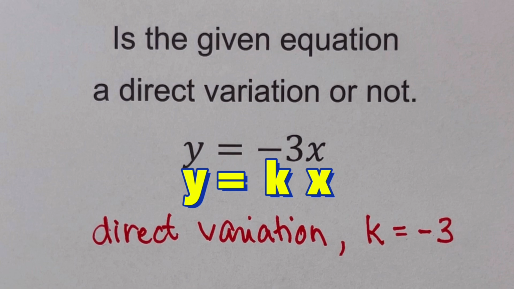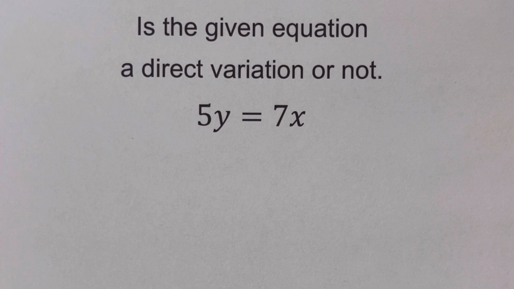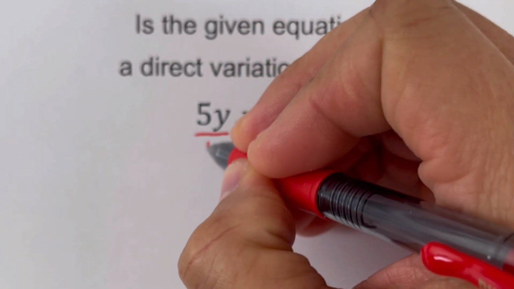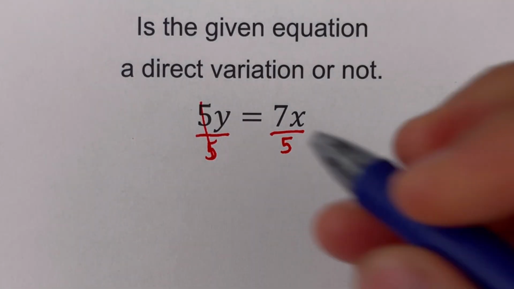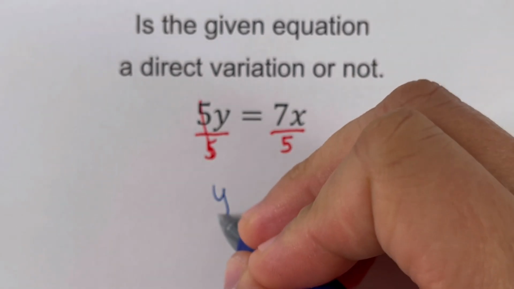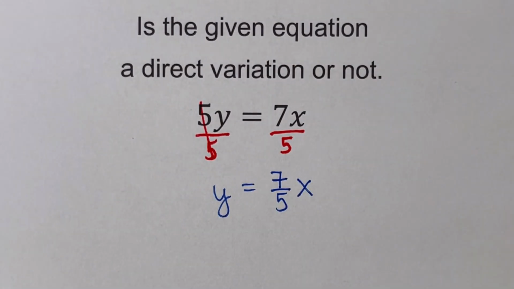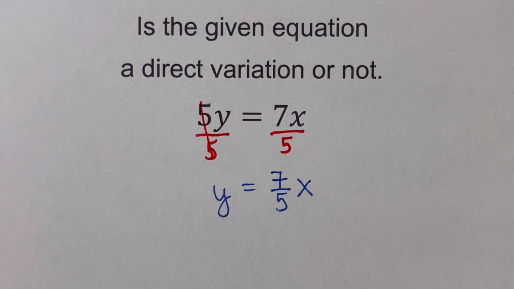Now let's go over the next example. We can tell if a given equation is a direct variation or not by isolating y by itself. So y goes with 5. What we are going to do is divide both sides by 5, so we can have y by itself here. So this is over 5, and then we divide both sides again by 5, so we can cross this out. So we are left with y equals 7 over 5x. And so this is the simplified equation of the given equation.